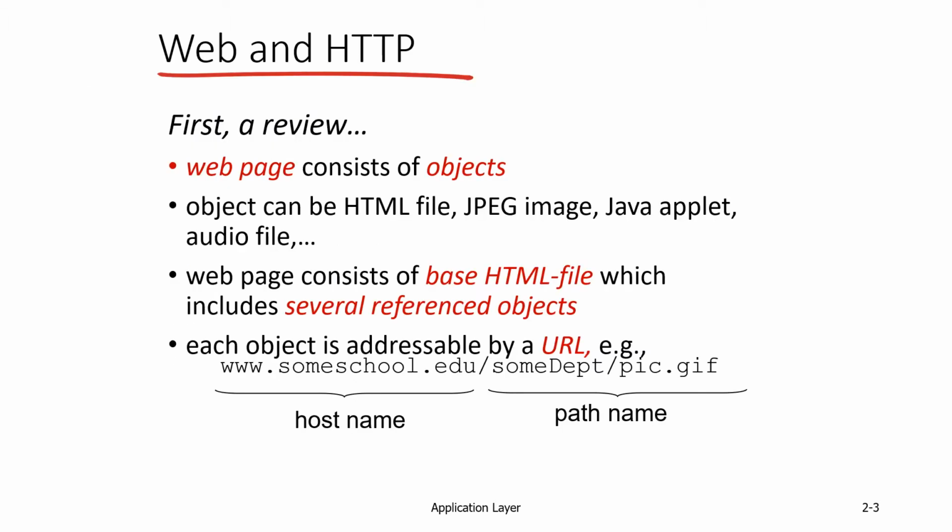What does a web page consist of? A basic web page, whenever you retrieve it from any web server over the internet or from your local servers via local area network, consists of objects, different types of objects. These objects can be an HTML file, which stands for Hypertext Markup Language. It could be a JPEG image, which is another format for images. It could be an applet written in Java. It could be an audio file. It could be a video file, etc.